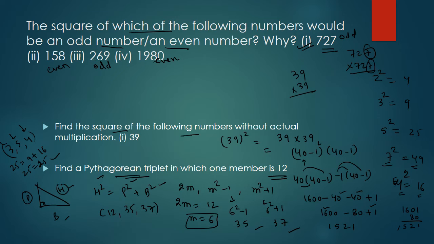And if you apply, the longest side is 37 here. So 37 square will be 35 square plus 12 square. You can check that, okay? You don't need to check it in the examination. It's just for your information, to show how you can relate Pythagorean triplet with Pythagoras theorem, okay?